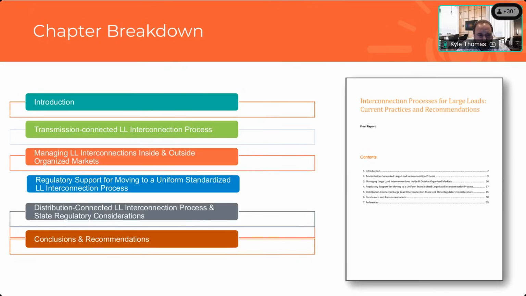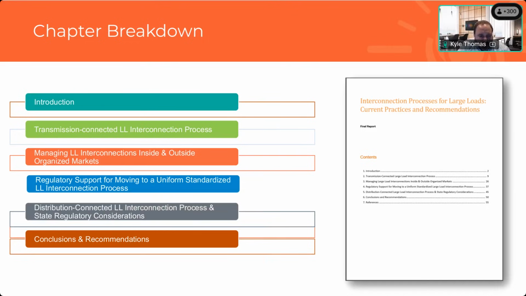They're all primarily transmission connected. But we wanted to also make sure we look at the ISO RTO large load processes inside those markets and also outside. What differences exist and are functioning there? The regulatory side of this large load interconnection process, there's a lot of activity in this space, so we wanted to capture that and also give some historical reference to interconnection processes that have occurred.